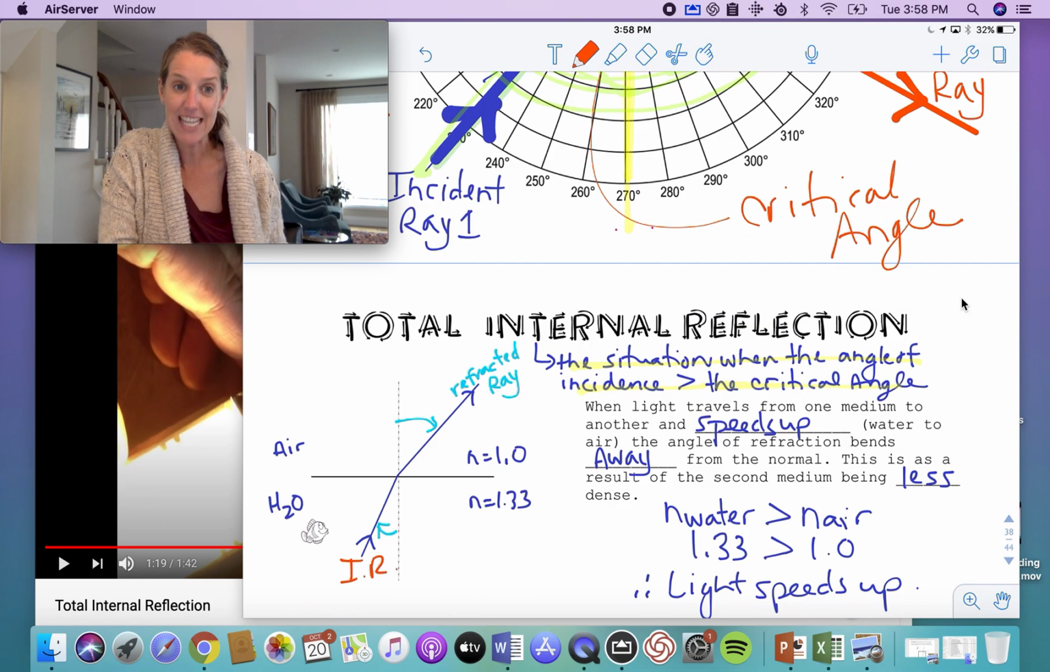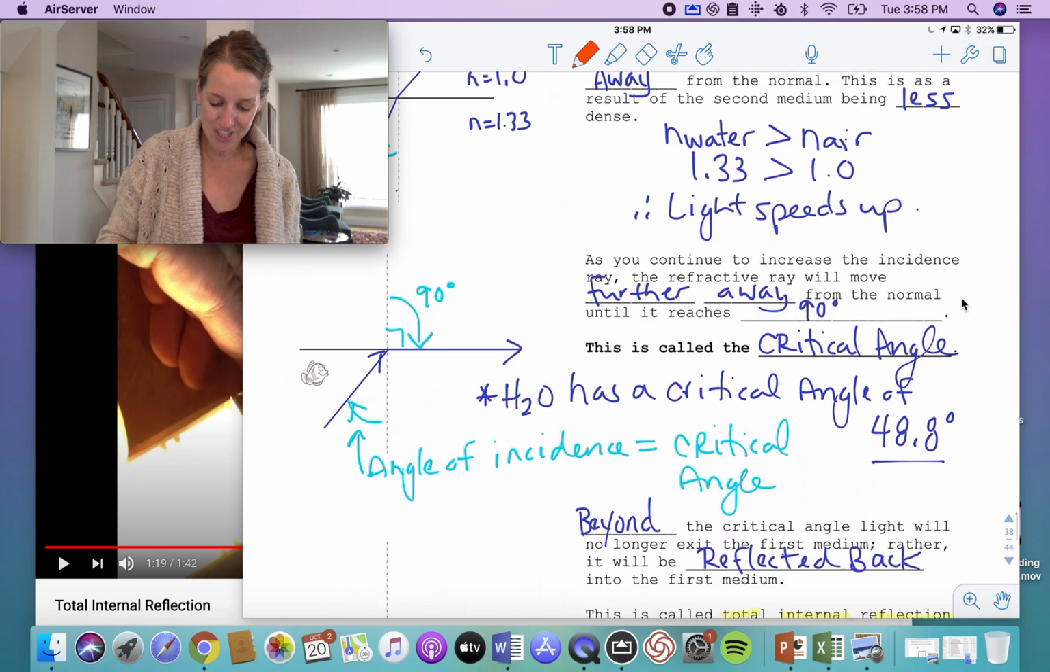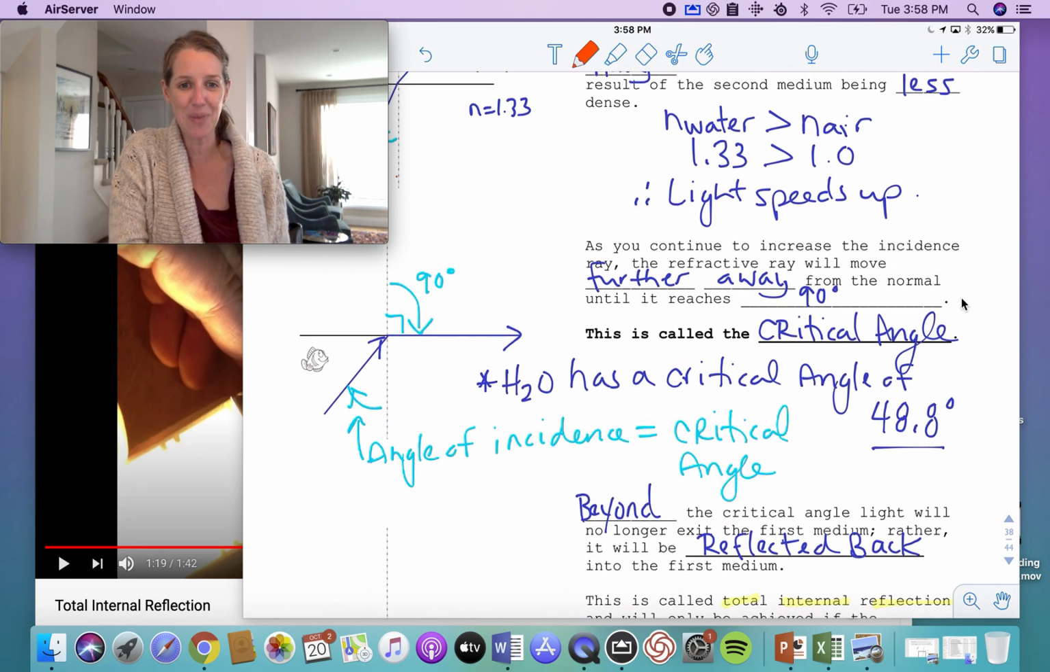Again, could we calculate the exact angle? We sure could. Are we going to do that this year? Not really, okay? But you know that it speeds up because it's less dense, and in fact, the index of refraction for air and water is 1.0 and 1.33. Okay, then we reach the critical angle. So we bend that incident ray even further. And as soon as the refracted ray reaches that 90 degrees, that's the critical angle. If this substance is water, we know that the critical angle can be calculated, and it's actually 48.8 degrees.